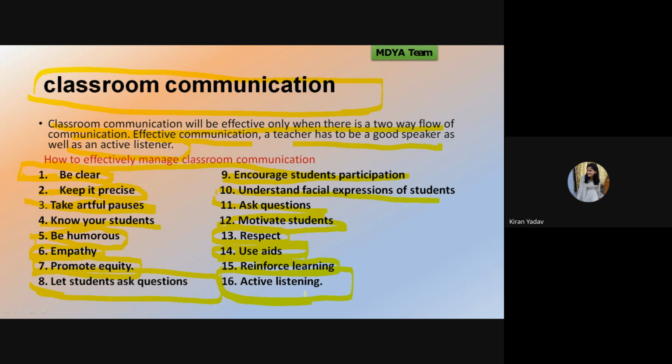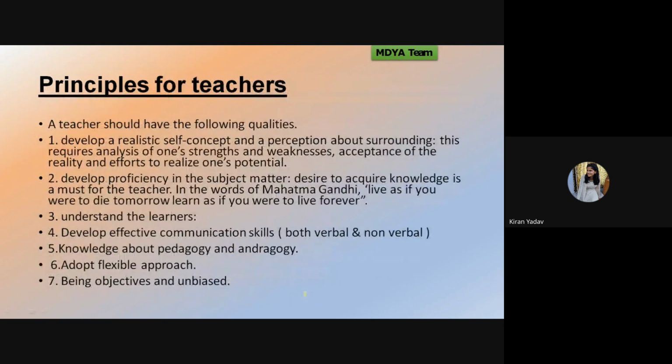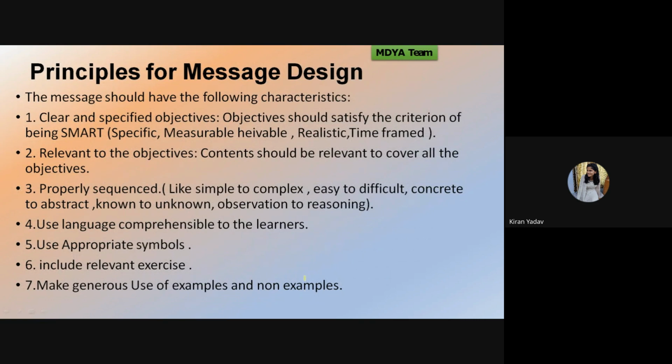These are some of the points in effective classroom communication. The rest we will do tomorrow. If you have any problem, you can ask in today's class.